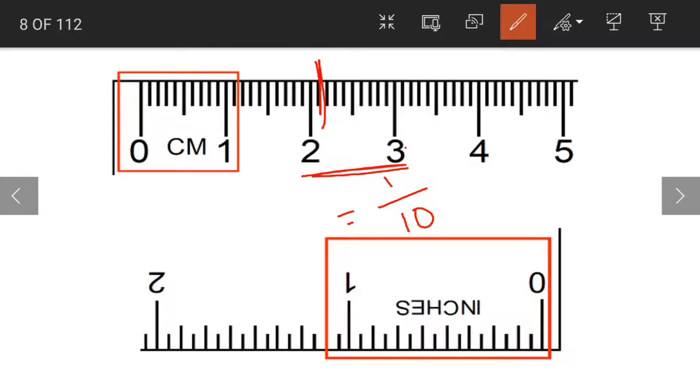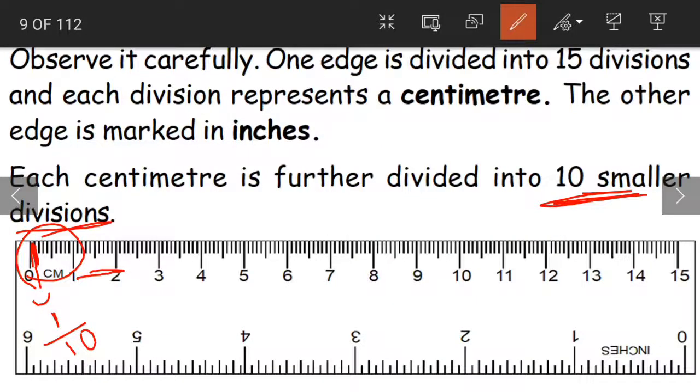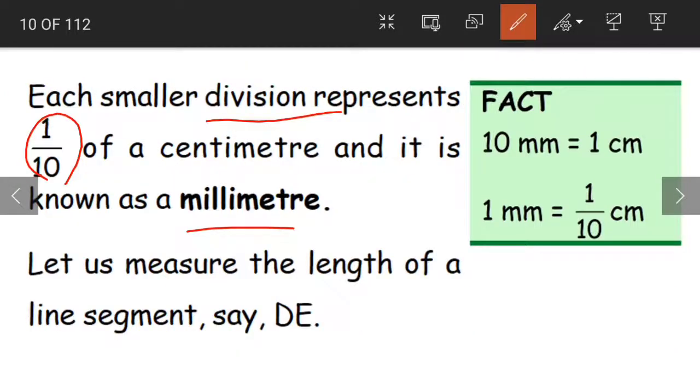So this one division will be our numerator. So each division is nothing but 1 by 10 of what? We are dividing the centimeter. So it is 1 by 10 of our centimeter. And what is it called, children? It is called a millimeter. The smaller divisions are known as millimeters.